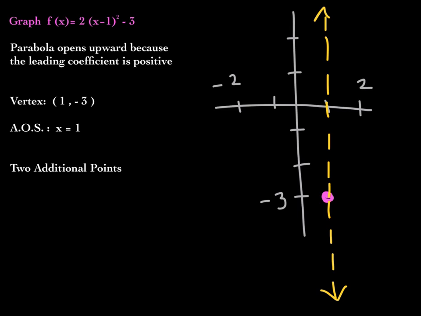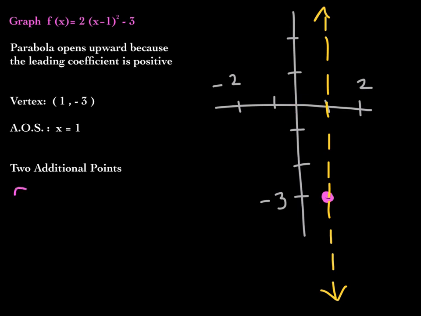So the AOS and the vertex goes right through x equal to 1. So plug in an x value that's close to 1. You can plug in whatever you want, guys, but I think it's a good idea to plug in either 0 or plug in 2, either one of these. Let's plug in 0, shall we? Let's do f of 0.